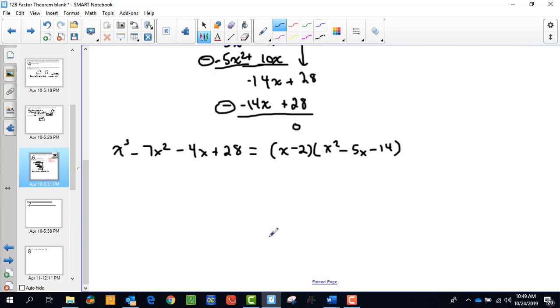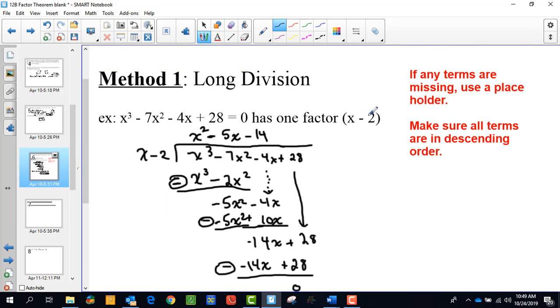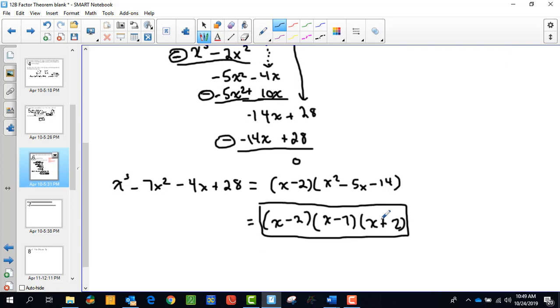And then what it allows us to do is we can further factor this quadratic, and it factors as x minus 7 and x plus 2. So that's my answer in terms of when it says factor that cubic. Okay, so if it's factor this, you have to find a root. We found the root to be 2, so that means x minus 2 is a factor. And then we divided that, got the quadratic, x squared minus 5x minus 14, and then we factored that.